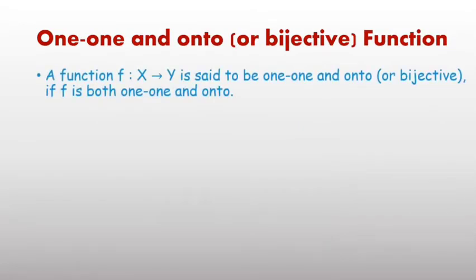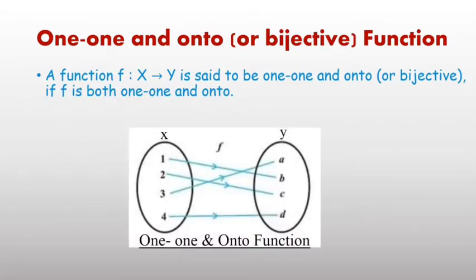And third case, one-one and onto are bijective. If a function is both one-one and onto, then it is known as a bijective function. Here you can easily observe that different elements have different images in Y in the first case, and the range of the function, that is A, B, C, D, is equal to the codomain. The range equal to codomain, therefore it is onto. This means this function is known as a bijective function.